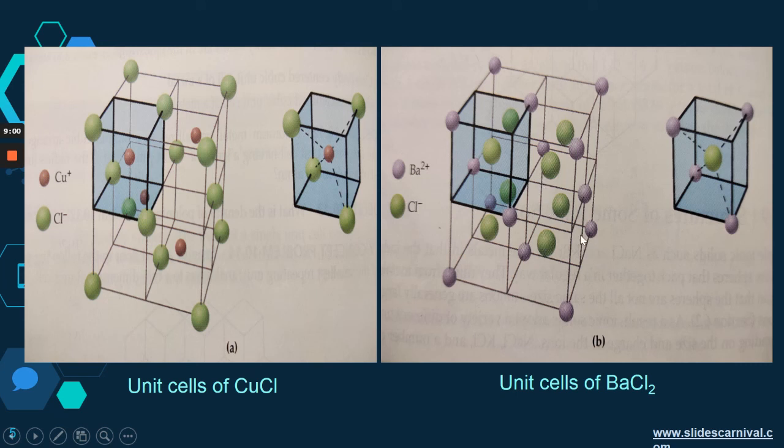There is a difference between the copper(I) chloride and the barium chloride unit cells. So, here we have the structures of some ionic solids, which are sodium chloride, copper(I) chloride, and also barium chloride. So, that's all for this lesson.